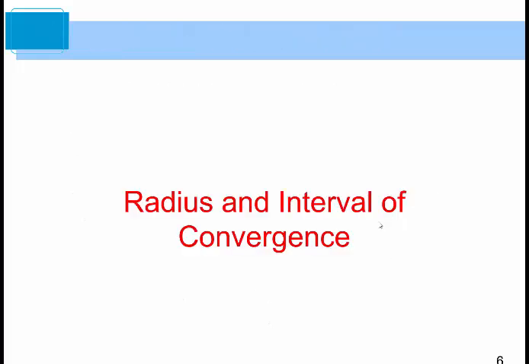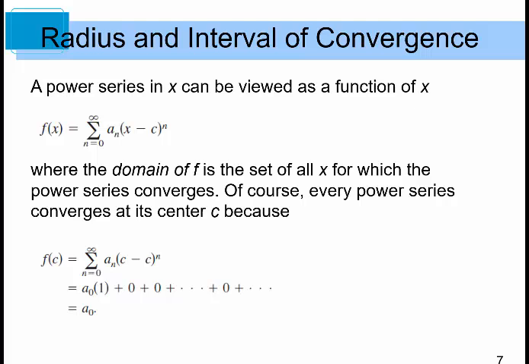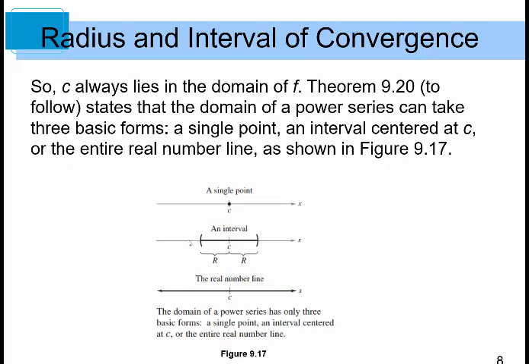All right, let's talk about radius and interval of convergence. A power series in x can be viewed as a function: the summation from n equals 0 to infinity of a sub n times x minus c to the n power. Now the domain of this function f is the set of all x for which the power series converges. Of course every power series converges at its center, because when you plug c in for x, it's just equal to a sub 0, since everything else, c minus c, goes away. So c always lies in the domain of f.